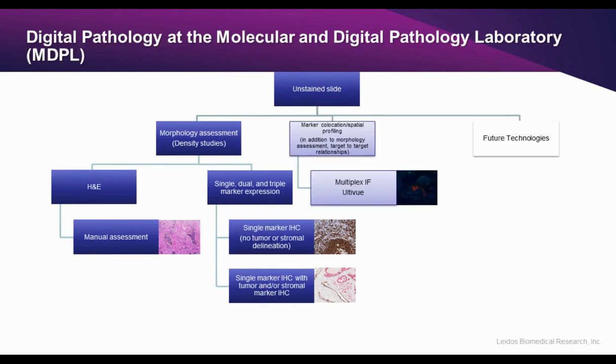We are excited to be working with Ultivue, bringing multiplex immunofluorescence this year to the lab. All these technologies have their role in the lab. In general terms, as we move from H&E to multiplex IF, we're able to get more data from each slide, but often sample quality needs to be higher and lower slide throughput should be expected.